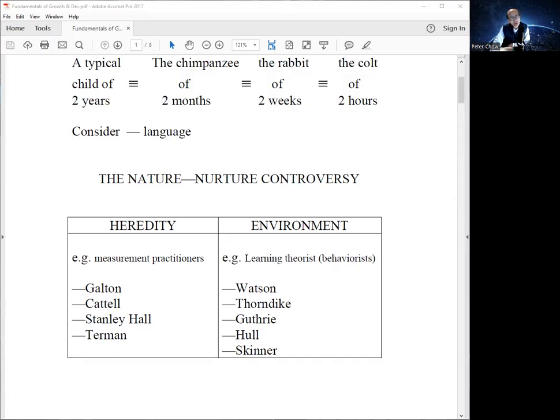And so the heredity camp consisted at that time mainly of management practitioners. All those people like Francis Galton, Cattell, Stanley Hall, and Lewis Terman. All of these people were involved in IQ testing. And the environment camp were from the behaviorism camp, like John Watson, Edward Thorndike, Guthrie, Hull, and B.F. Skinner. And we will talk a little bit more about this later on.